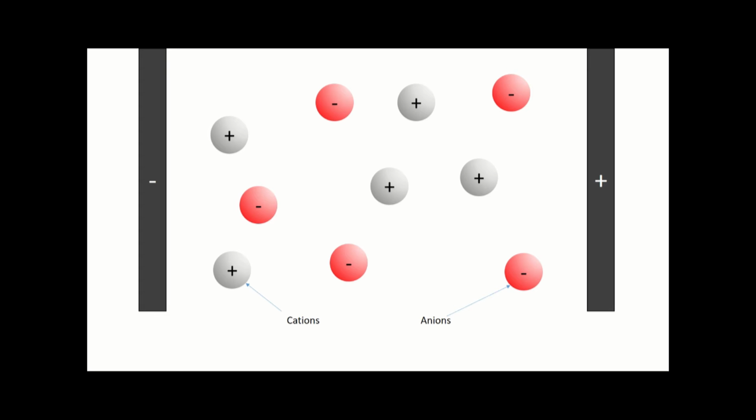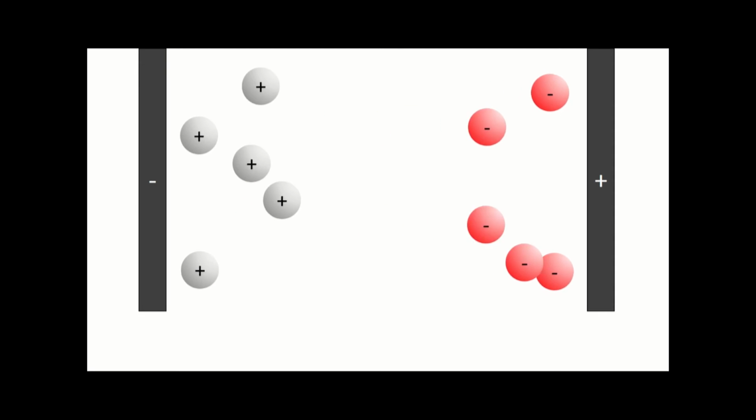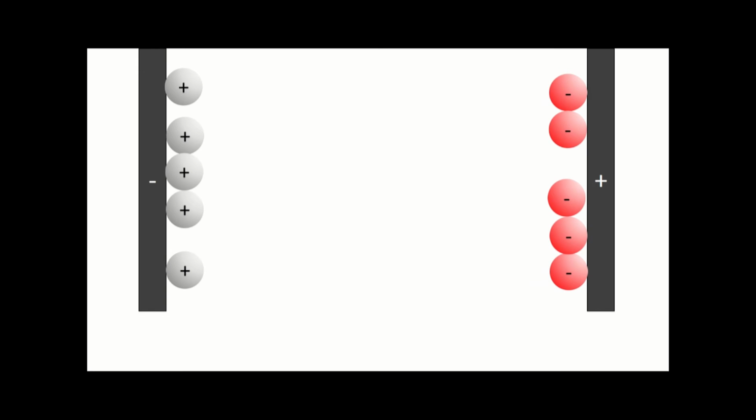Now, just to be aware, the cathode, the negative electrode, attracts the positive particles, and therefore the positive particles are called cations. And the anode attracts the negative particles, and we call the negative particles anions. So cations are attracted to the cathode, anions are attracted to the anode. And so when we turn the power on, we will see that we separate out our positive from our negative.